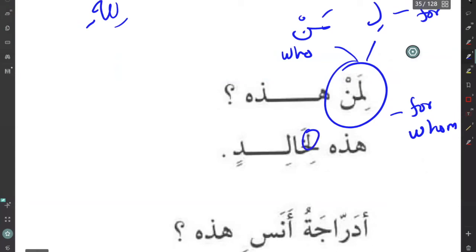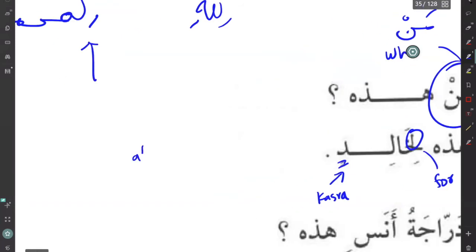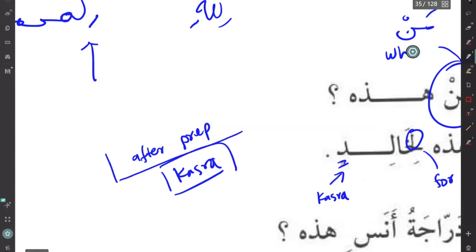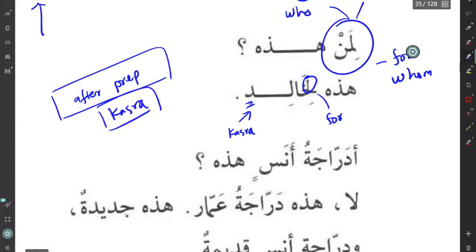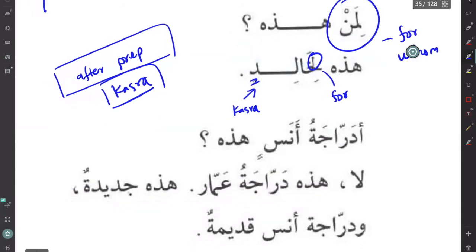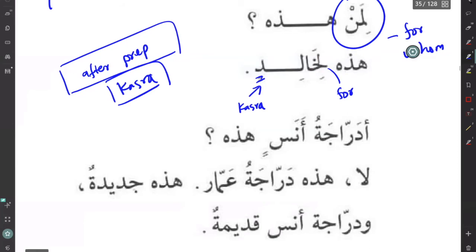Li Khalidin, for Khalid. Why kasra? Because it is a preposition. After a preposition, kasra. Put this thing in your mind. You sleep and you wake up, you're dreaming: after preposition, kasra. You wake up and everybody thinks you're gone. You're mad, right? So that's the rule. Li is our new preposition.